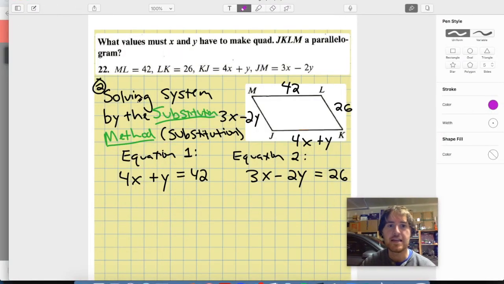Video 2 of 3. Now we're going to solve by a different method. This is called the substitution method for solving systems of equations. It uses the substitution property of equality, which has come up in proofs so far this year. Again, reminding you what a system is here.